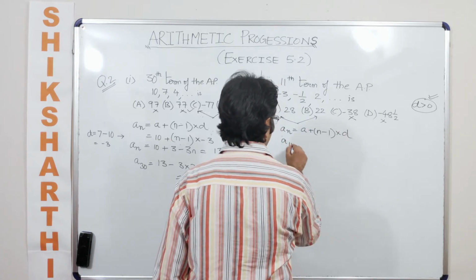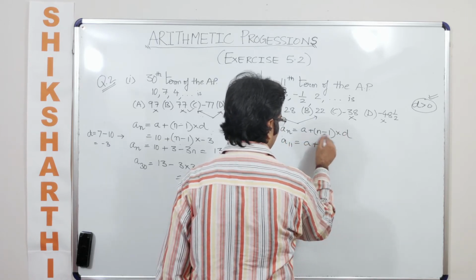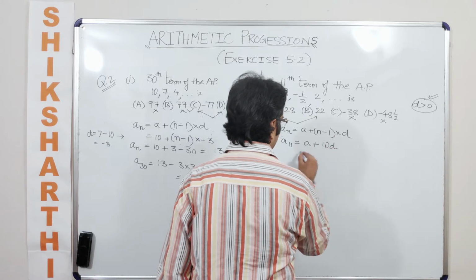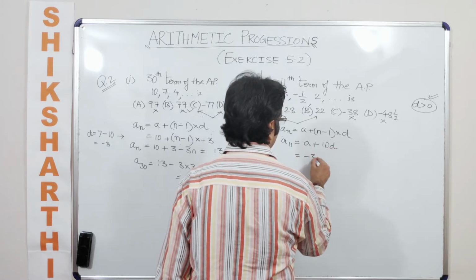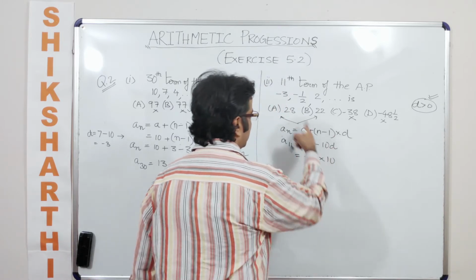So the 11th term here will be what? A plus 11 minus 1, which is 10, so 10d. Do I have the first term? Yes. Do I have the common difference? No, I can find it out.